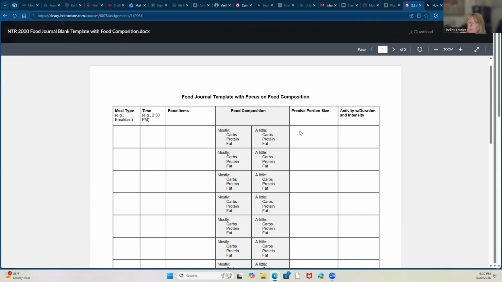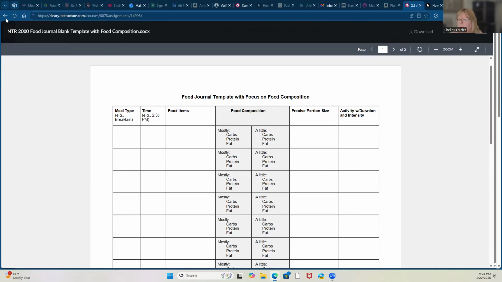Then the precise portion size. Was it two? Was it three? How many eggs did you have? And this, of course, is only for the activity. Over here, you're not going to put meal type or time or food items. You're going to put whatever activity it is, I guess right here, and then the intensity, what you had.